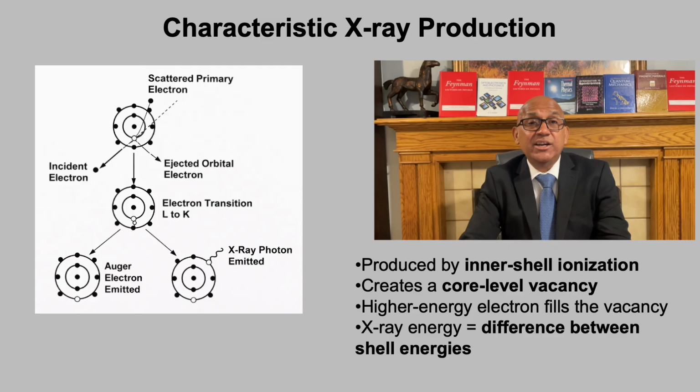Characteristic X-rays are generated when an incident electron removes a tightly bound inner shell electron from an atom. This creates a vacancy in one of the core shells, such as the K or L shell. To restore stability, an electron from a higher energy shell drops down to fill the vacancy. The energy released during this transition is emitted as an X-ray photon with a discrete energy equal to the difference between the two electronic energy levels. Because these energy levels are unique to each element, the resulting X-ray energies serve as elemental fingerprints.